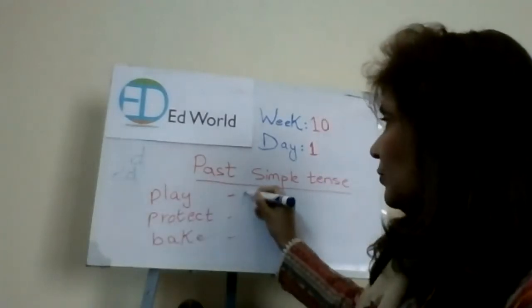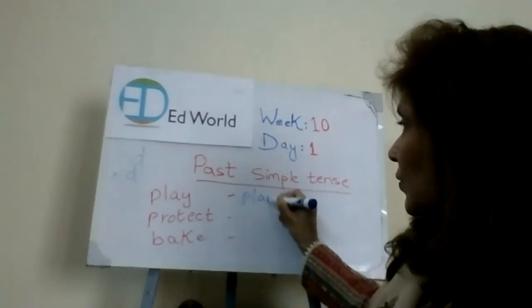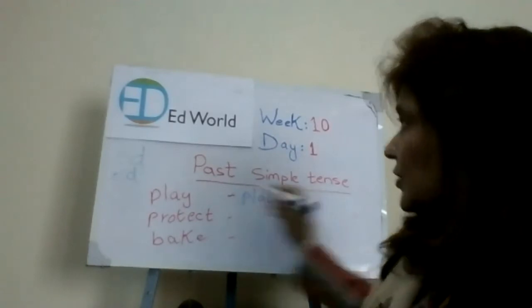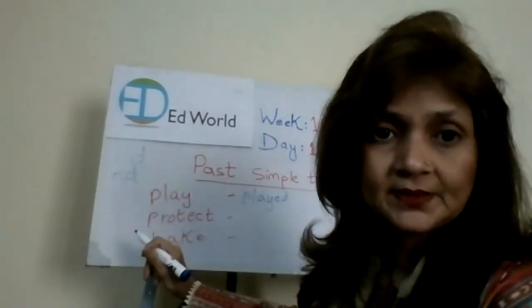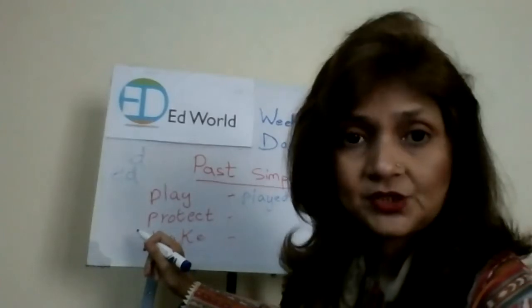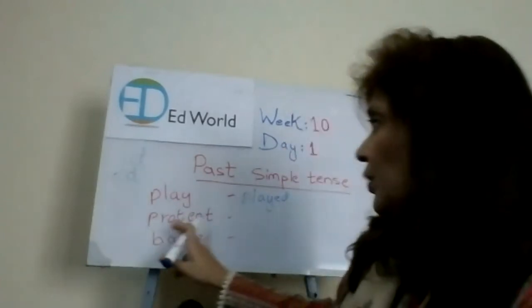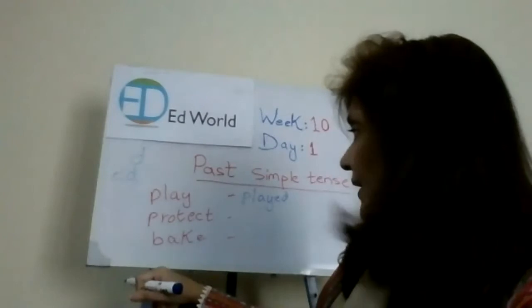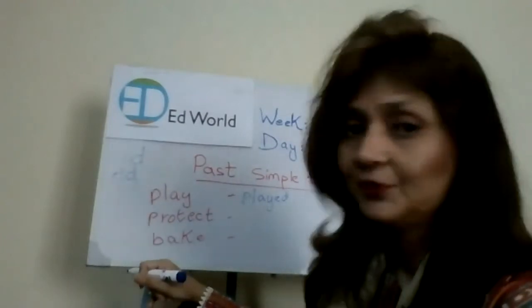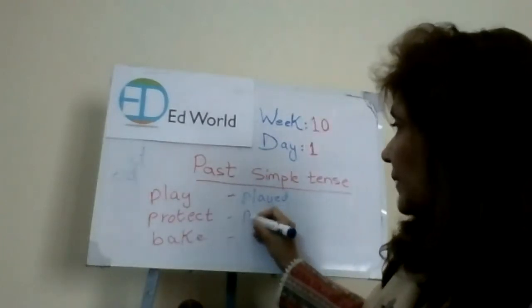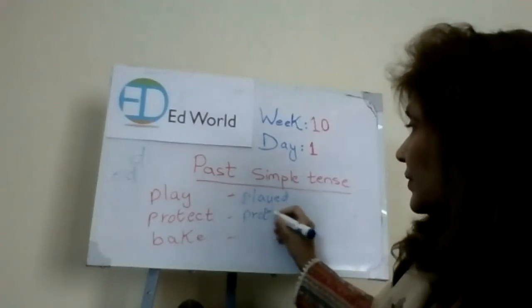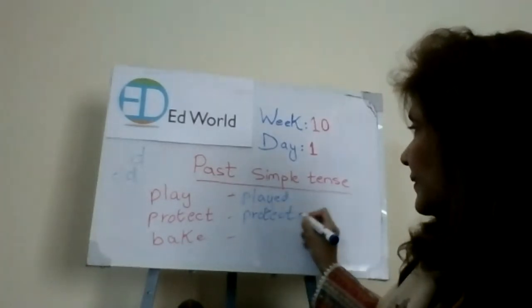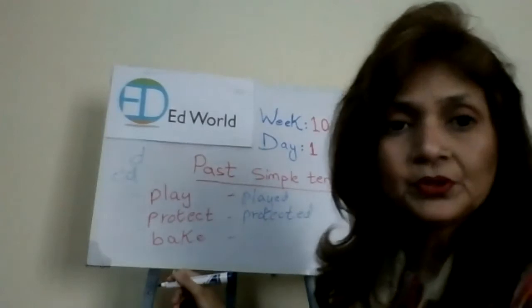Like here, play. This does not end with E. So here you will write down played, P-L-A-Y-E-D. You will add both letters to make it a past tense word. Understood? Now what about protect? Does it end with E? No. So again protect will become protected.